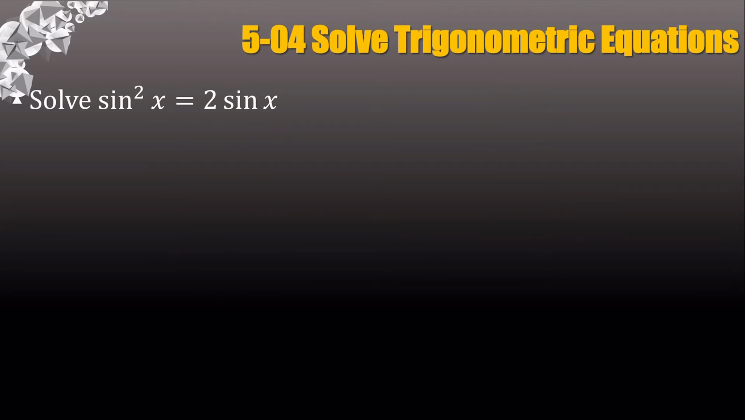Let's try another one. This one has sine on both sides, so maybe if we got them on the same side and made it equal to 0, and then looking, say, maybe we could factor, because there's a sine in both, so let's factor out a sine x. If I do that, I'll be left with sine x and sine x minus 2. Then you take each factor equal to 0 and solve each of those.